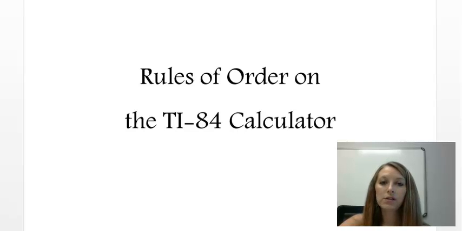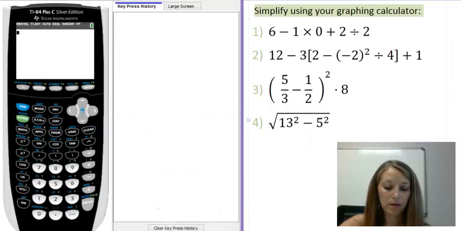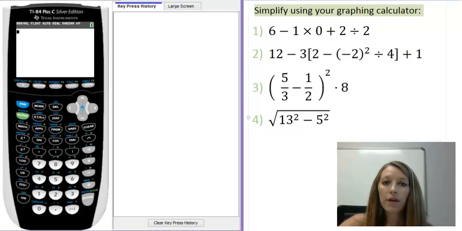This tutorial is over how your graphing calculator interprets multiple operations at once, or how it interprets the rules of order. The great thing about your graphing calculators is it interprets the rules of order just as it should. It follows your PEMDAS, or your parentheses, then exponents, then multiplication, division, then addition, subtraction, rules of order. It knows how to interpret them all at once.